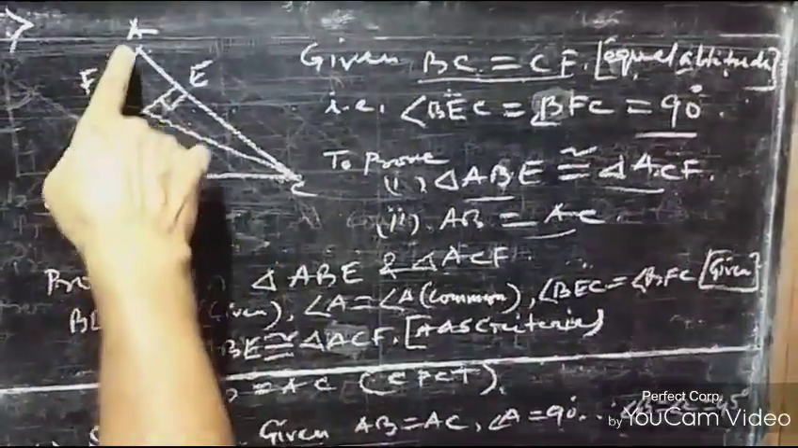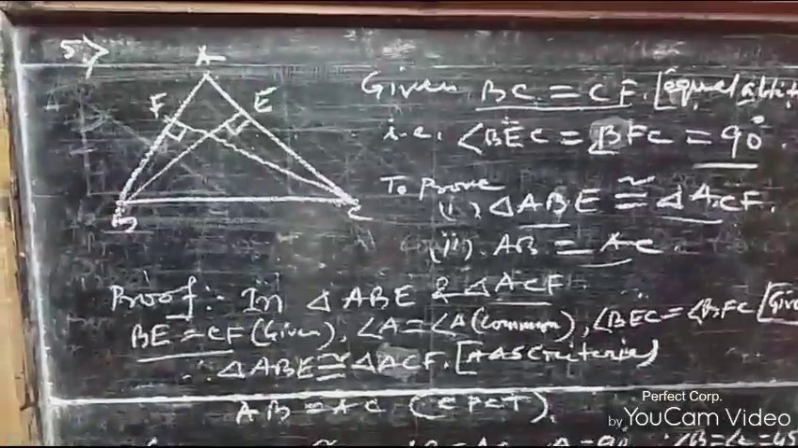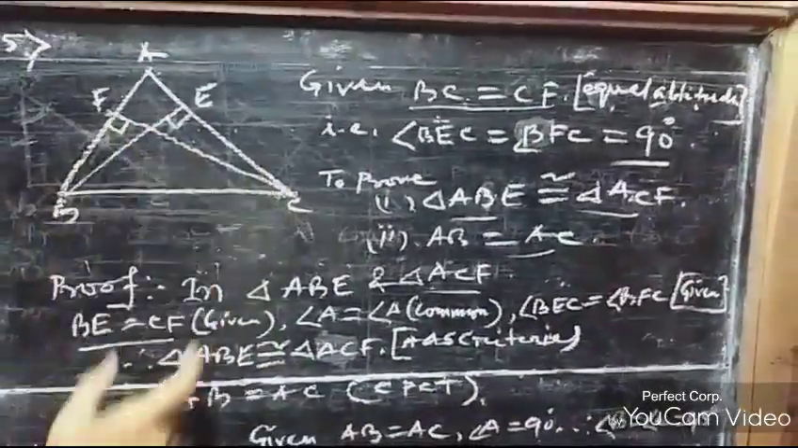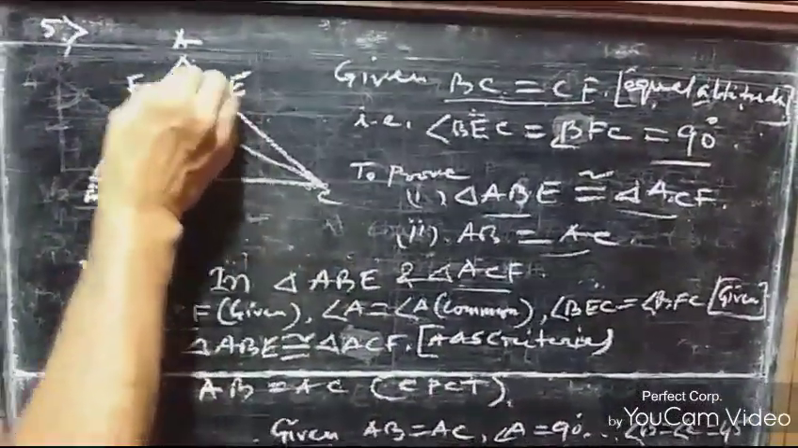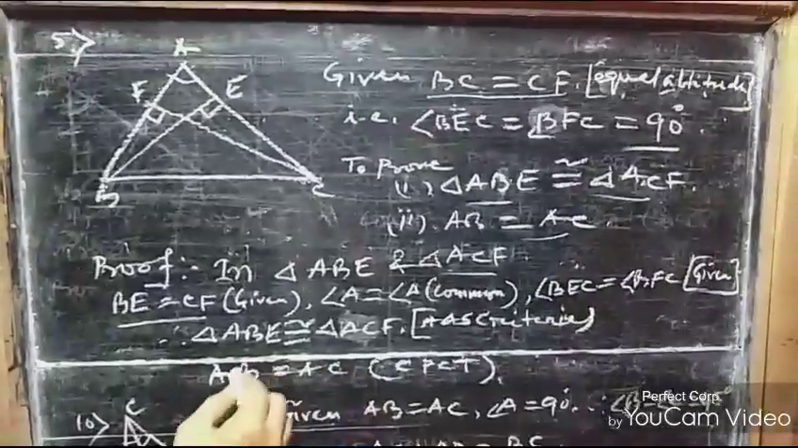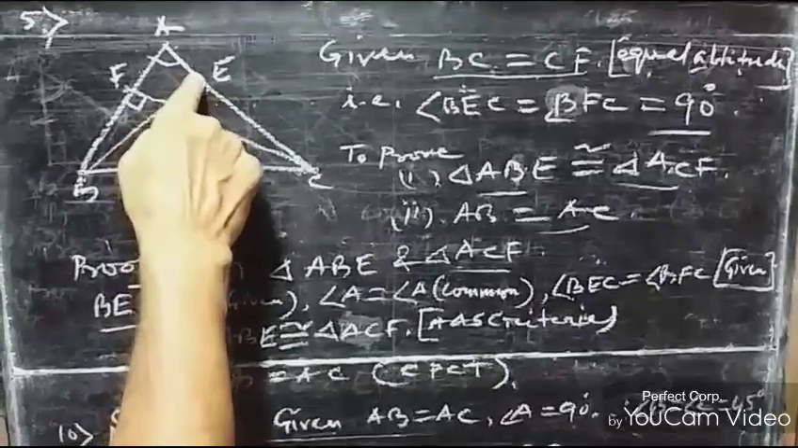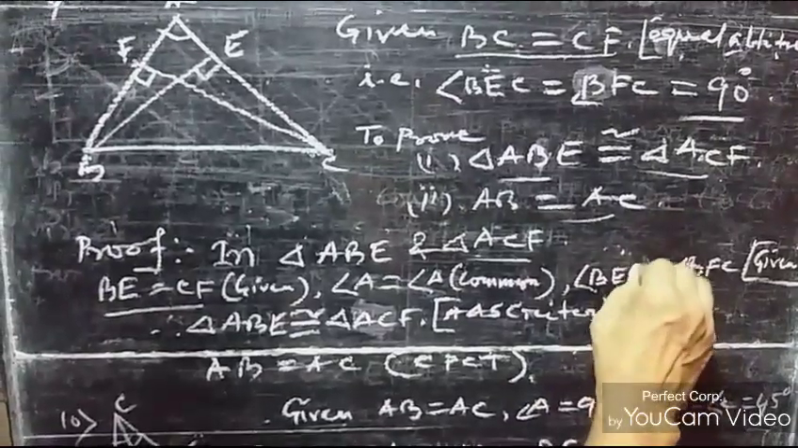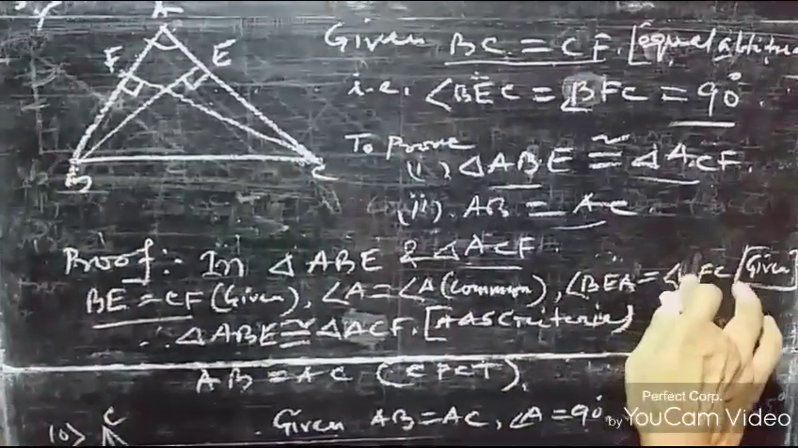Prove. In triangle ABE and ACF, what are the common sides and common angles here? See here, BE equal to CF. It is given. Angle A is actually common angle to both the triangles. And angle BEC, if it is 90, then angle BEA is also 90 degree. And BFC is 90, then angle AFC is also 90 degree.